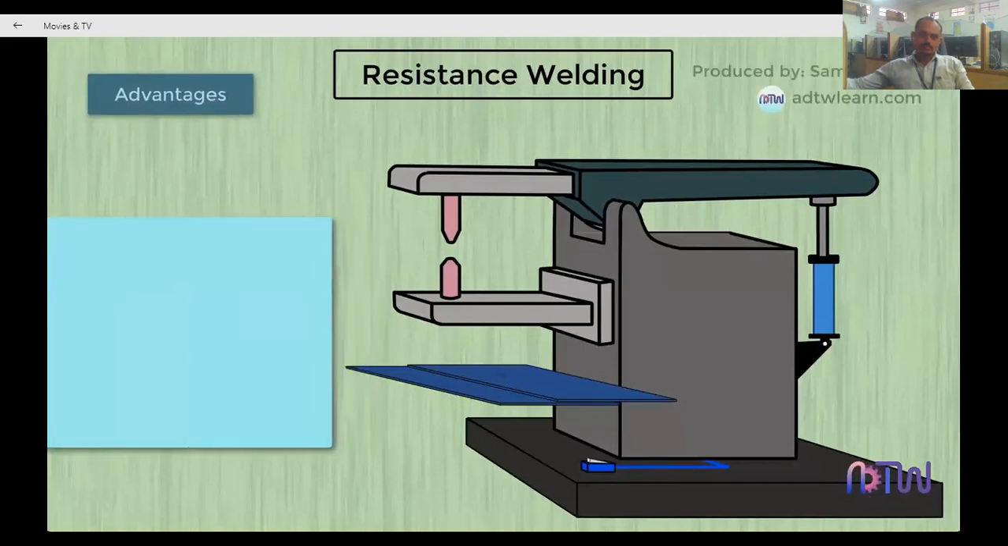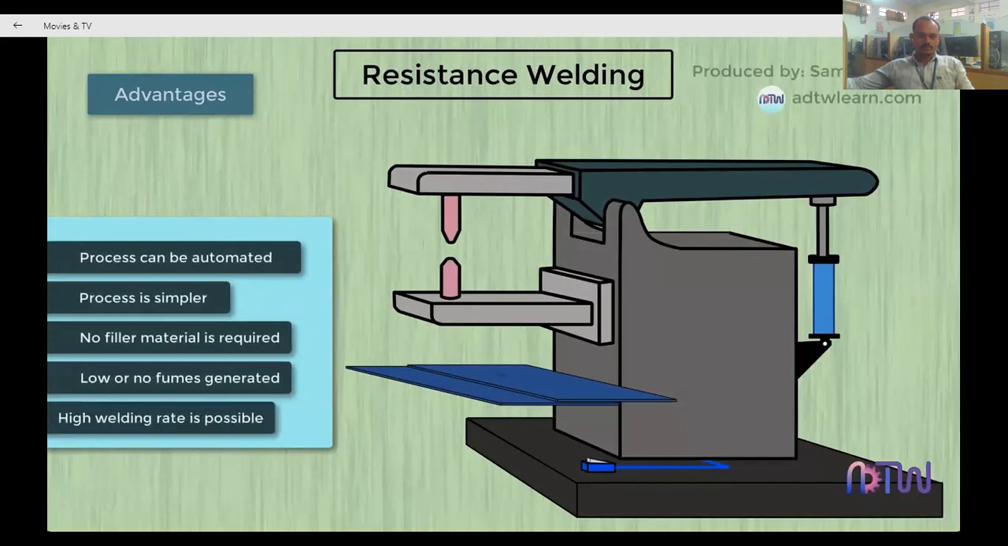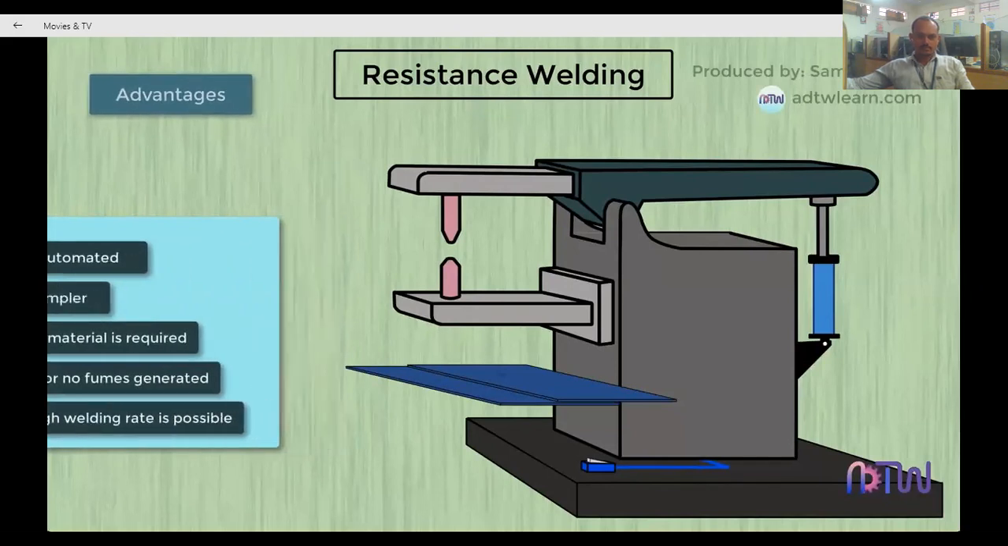Advantages of spot welding. The process can be automated. The process is simpler. No filler metal is required. Low or no fumes are generated. A high welding rate is possible.